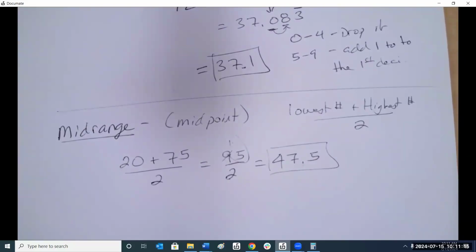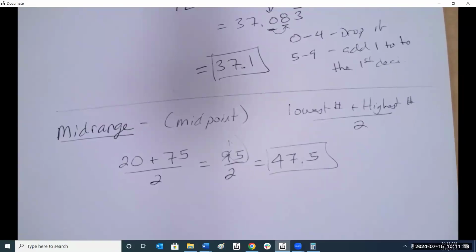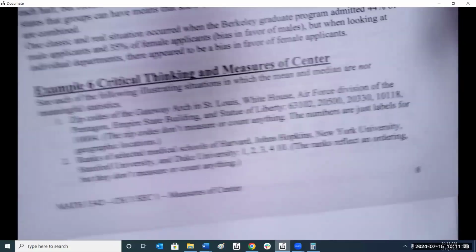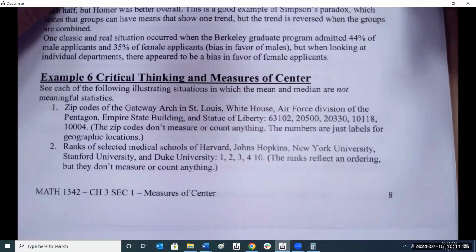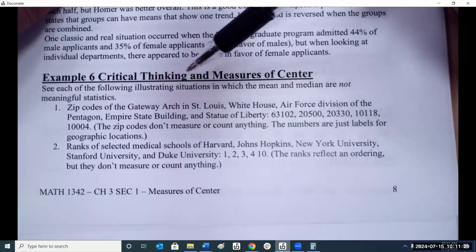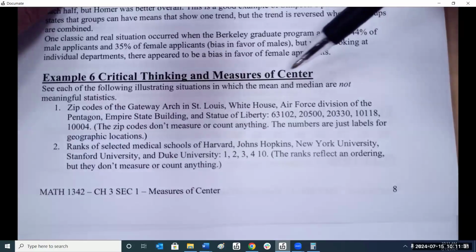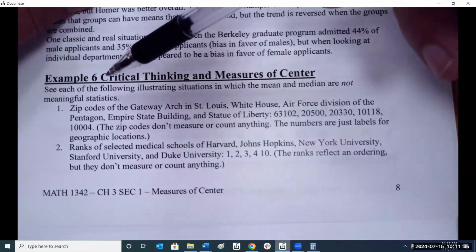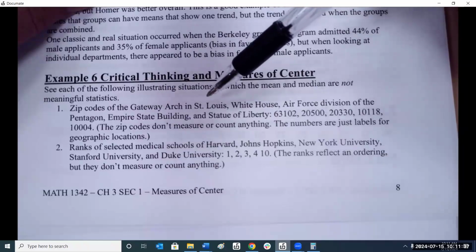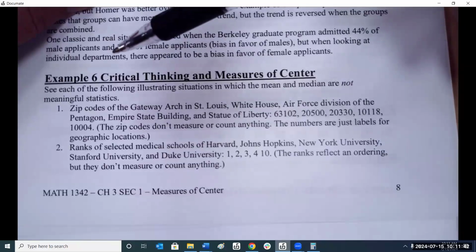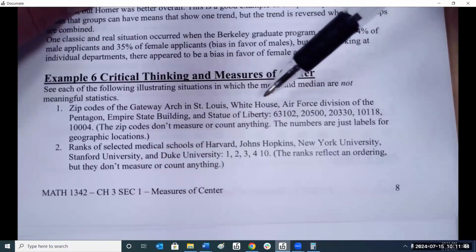Critical thinking. Let's look at example number 6, because things aren't always as they appear. And I'll put these up there. I'll read them out to you. See each of the following, illustrating situations in which the mean and median are not meaningful statistics. Zip codes of the Gateway Arch in St. Louis, the White House, Air Force Division of the Pentagon, Empire State Building, and the Statue of Liberty.